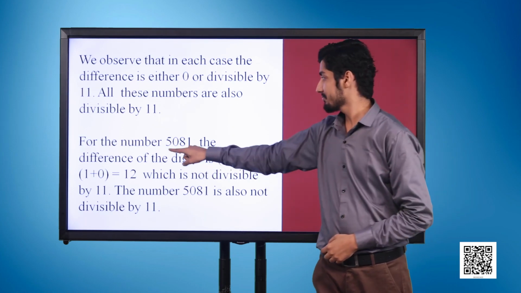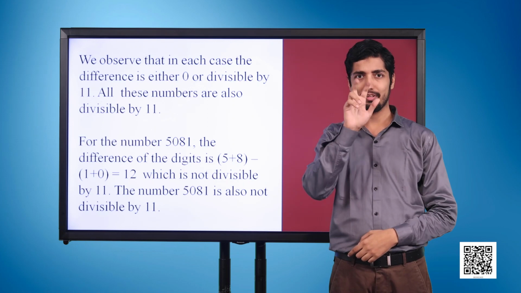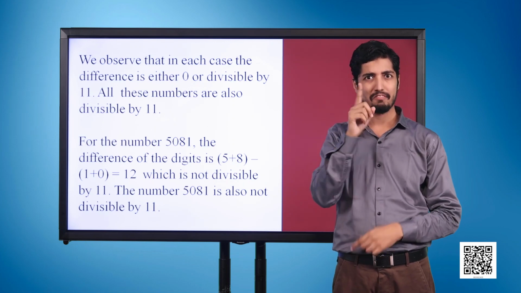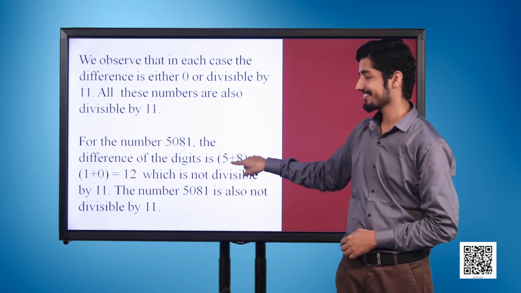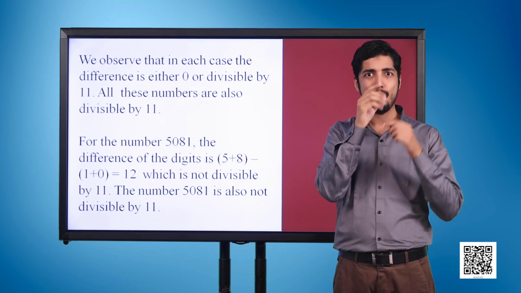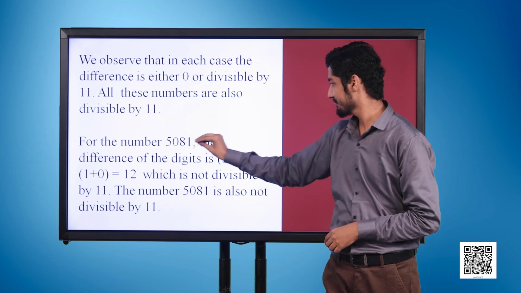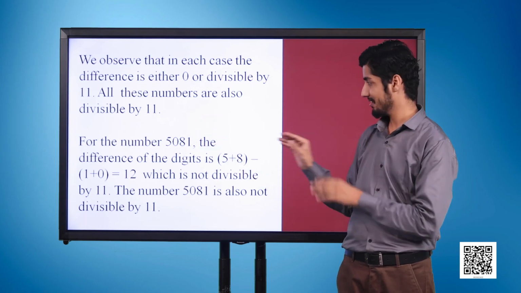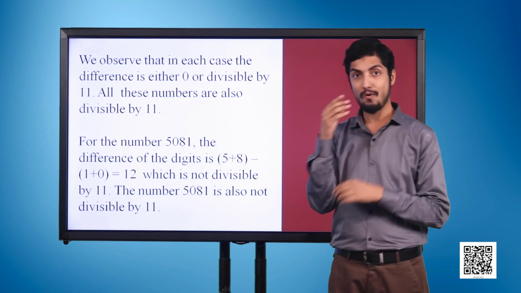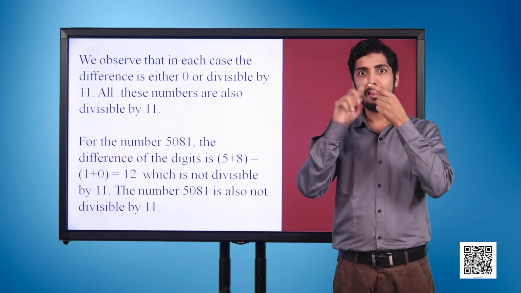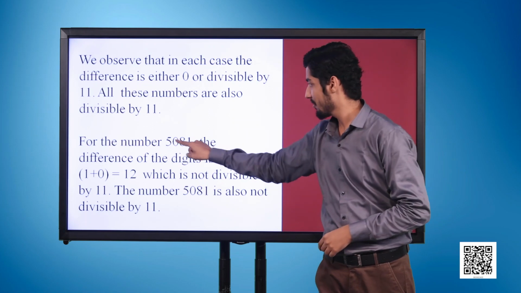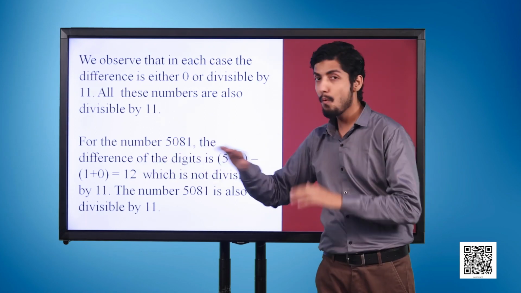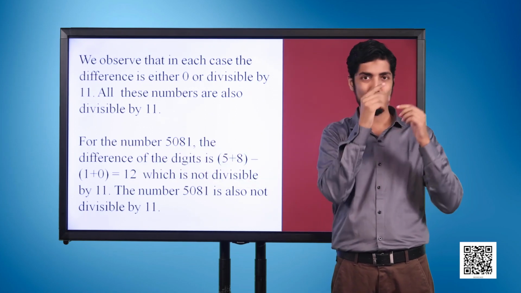For the number 5081, the difference of the digits is 5 plus 8 minus 1 plus 0 is equal to 12, which is not divisible by 11. The number 5081 is also not divisible by 11.